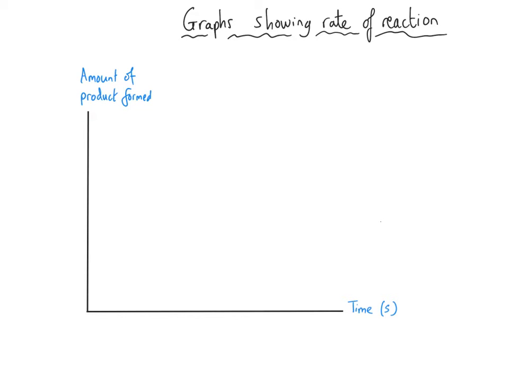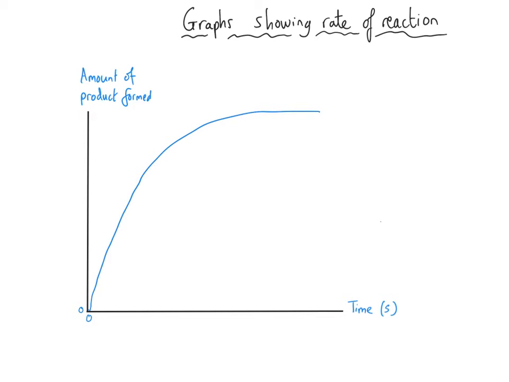So the graphs will always look in the same sort of format. You'll have time on the x-axis down here, usually in seconds, but it doesn't have to be, and then you'll have the amount of product formed, which would typically be volume of gas, but not necessarily. Now, the shape of the graph would characteristically look like this. It always starts at 0, 0, even if 0, 0 isn't marked on the graph. I'm not going to use any numbers for this first graph, but it would typically look something like that.